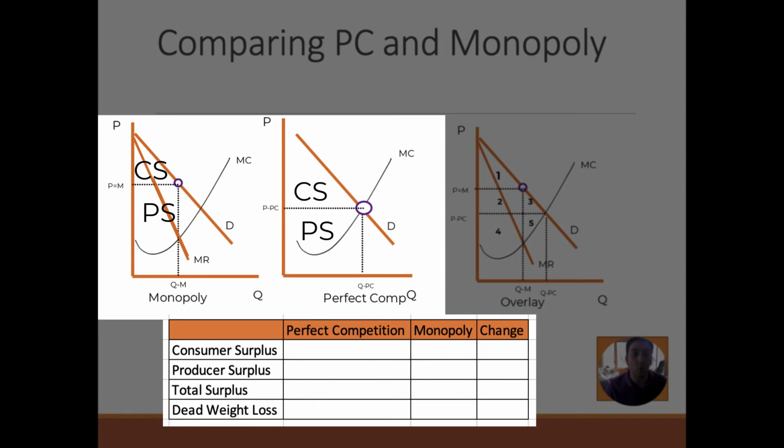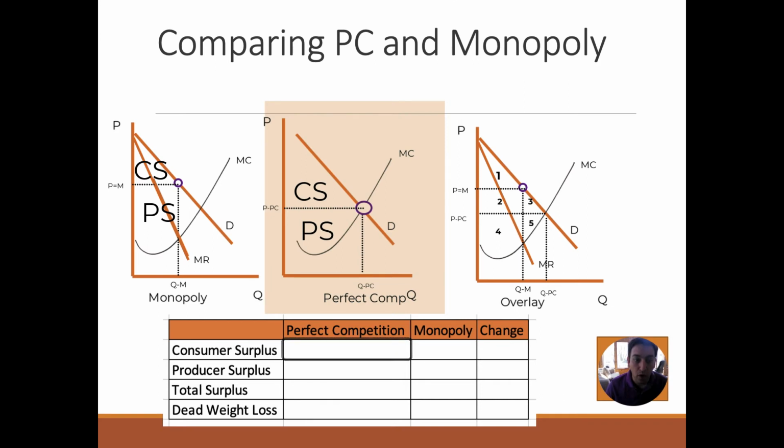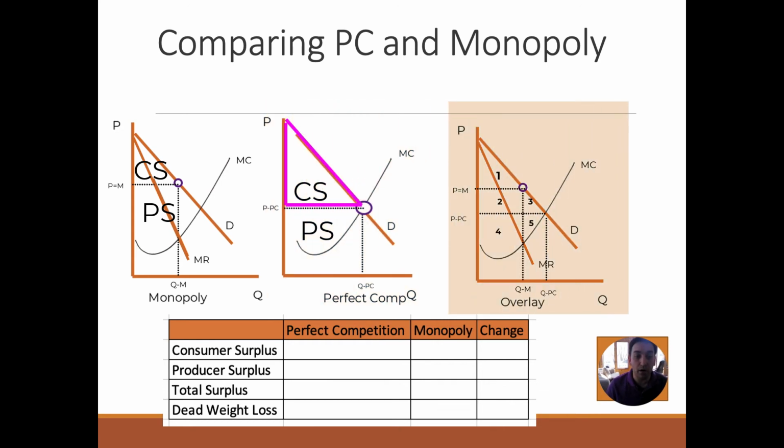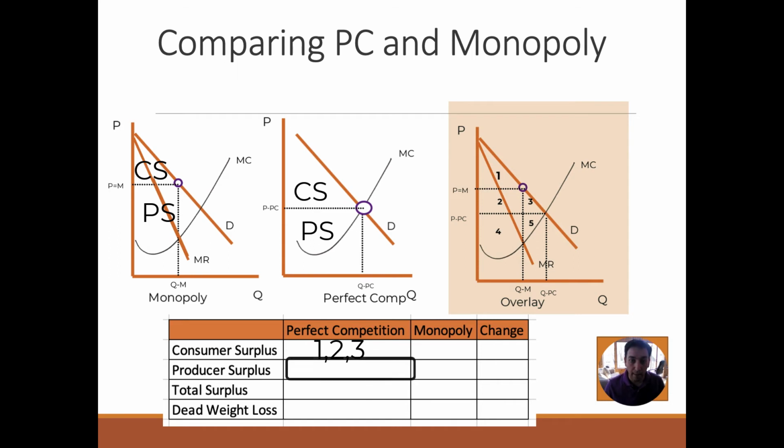Now what we're going to do is use these graphs on 1 and 2, and now we're going to use these numbers to describe it. So explain to me what's happening in perfect competition. Where is consumer surplus? I want to know where this purple triangle is, using these numbers 1, 2, 3, 4, 5. And it comes out to be 1, 2, and 3. Show me where producer surplus is on perfect competition, where using these numbers overlap, and it's 4 and 5.